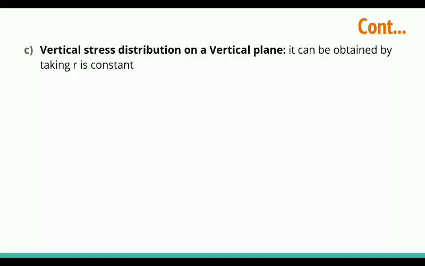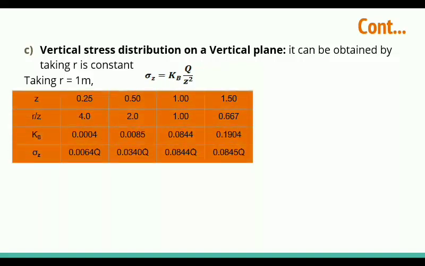The third one is the vertical stress distribution on a vertical plane. How will we get this graph? By assuming that the r value is constant. We want to see what distribution diagram will come if we increase or decrease the value of z. So we are taking the r value as constant in the Boussinesq equation. We are taking r equal to 1 meter. You can take any value, 2 meter, 5 meter, 10 meter. We are just taking 1 meter, and we can fill this table.